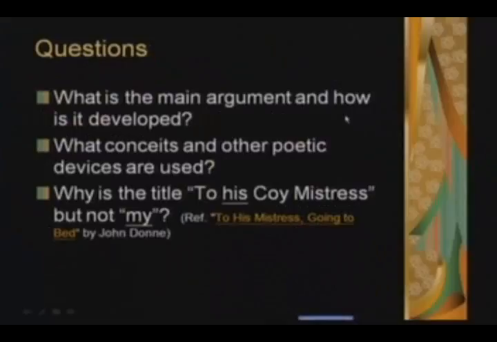Let me show you a little bit of my notes, and then I'll show you some really interesting performances of To His Coy Mistress.